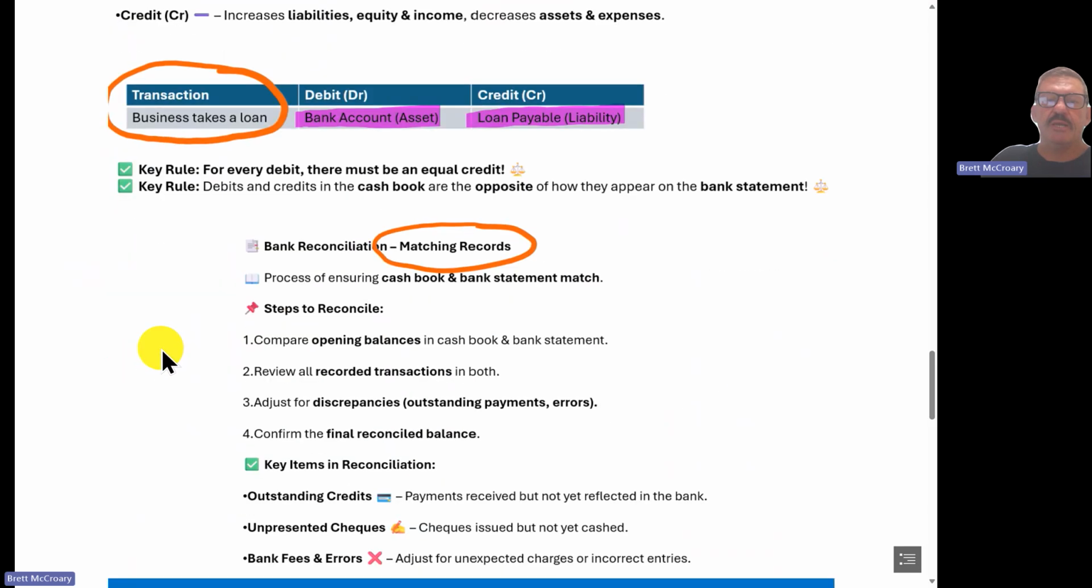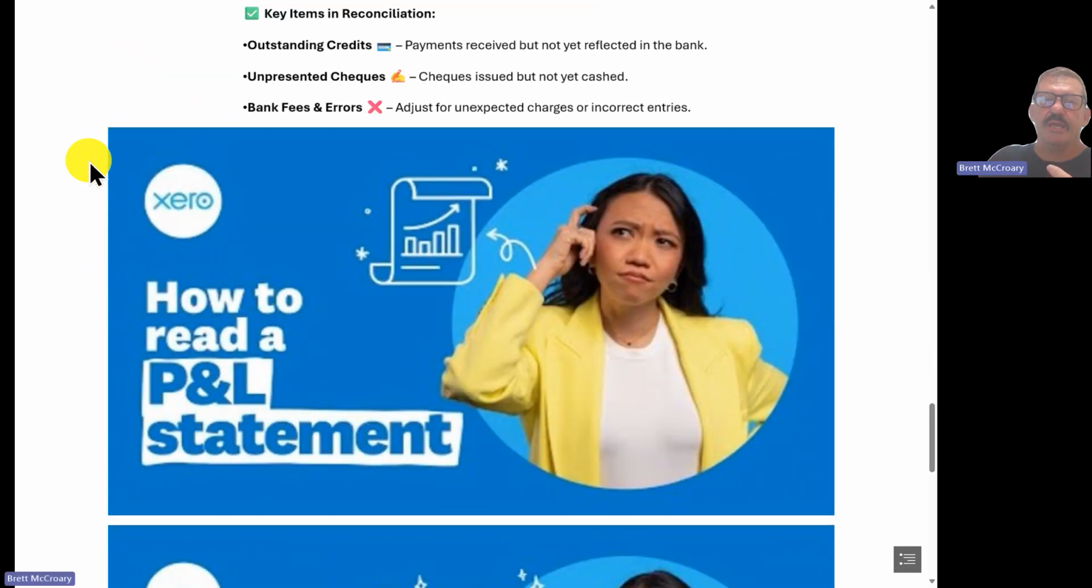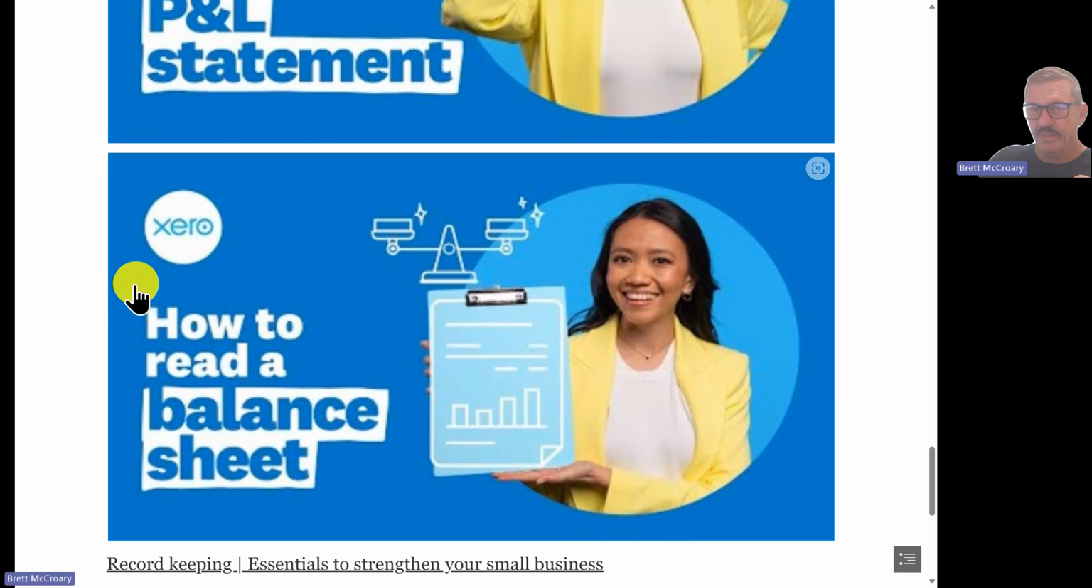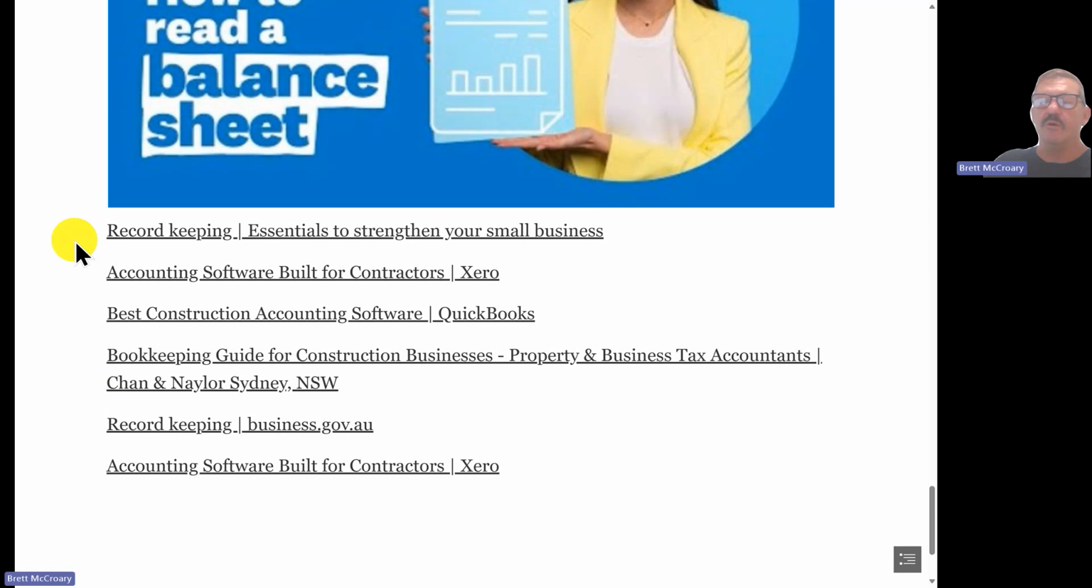They will look at the bank reconciliation. They'll make sure it all matches. From that, I would recommend getting a good understanding of profit and loss statements and a balance sheet. I'd highly recommend those couple of videos from Xero. You can search for them yourselves and find out. There are also a lot of links to help you set up your business for record keeping. Start small and slowly build. Alrighty? I hope that helps.